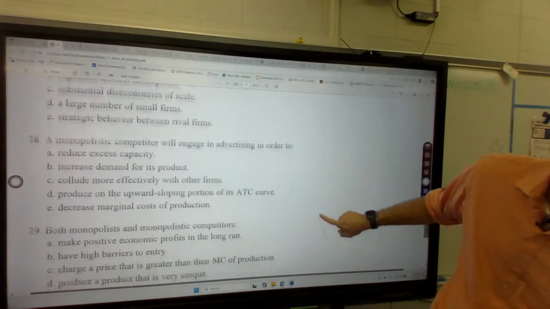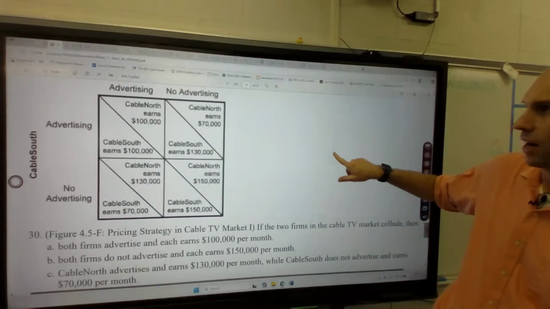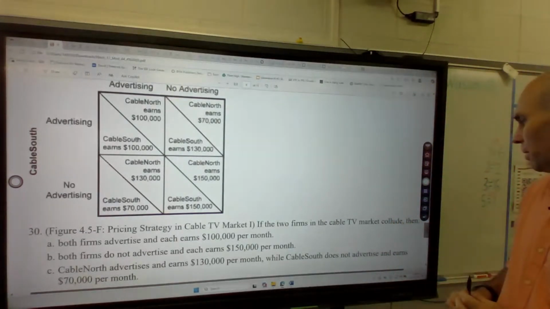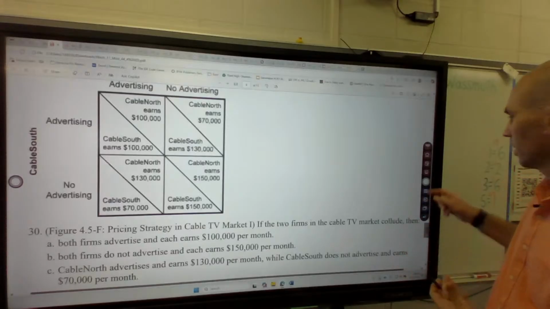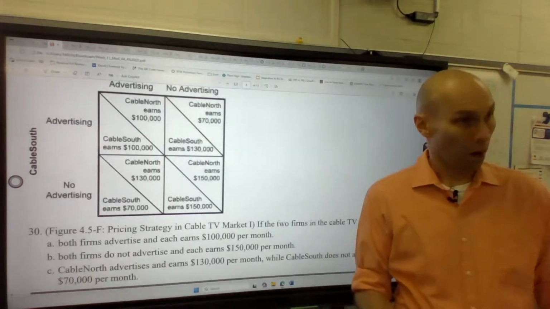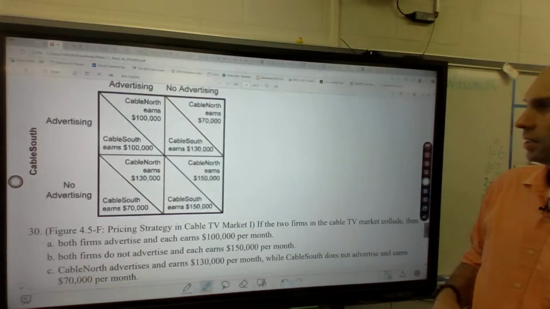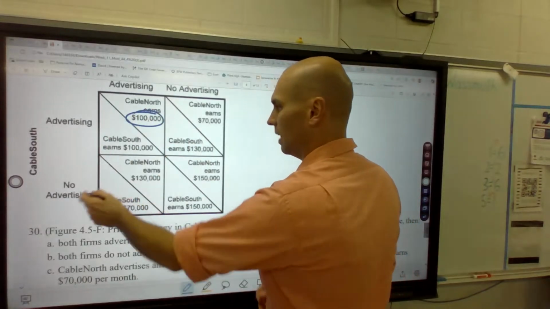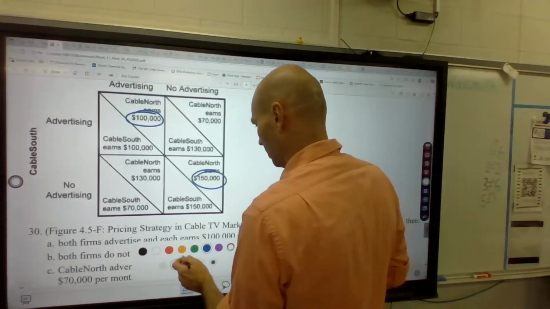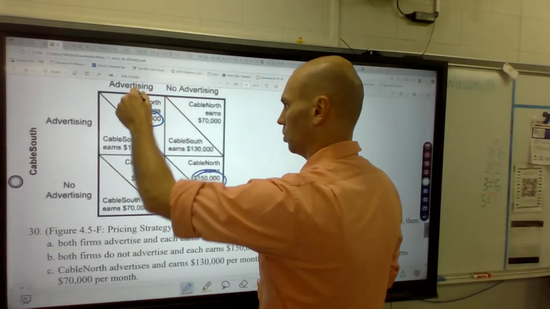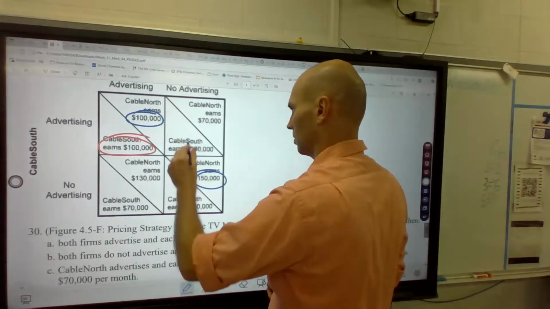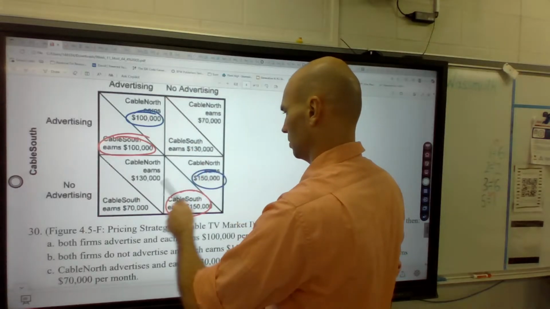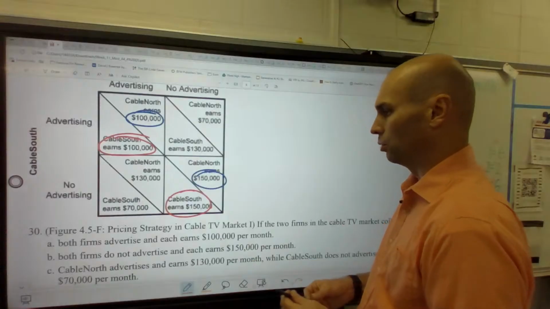All right, 30. We've got a payoff matrix. Advertising, no advertising. If the two firms in the cable TV market collude, then they'll be at which equilibrium? The cooperative equilibrium. So we suss this out. If Cable South advertises, Cable North would like to be here. And if there's no advertising, there we go. But if Cable North advertises, no, I did it right. So yes, that's known as a dominant strategy, right?